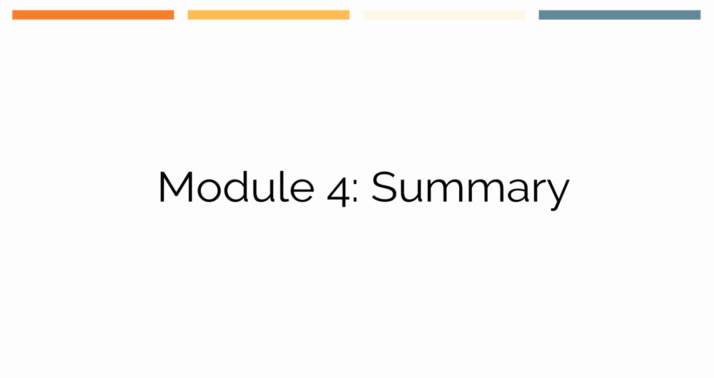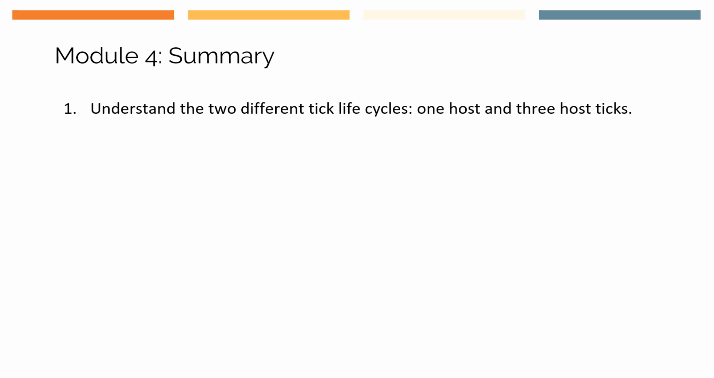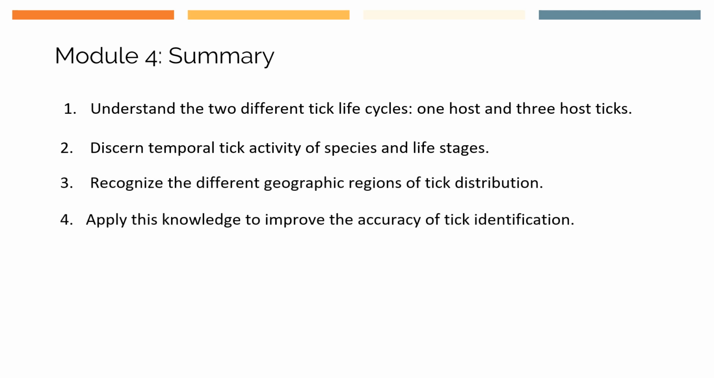And finally, a summary of Module 4. You should now be able to understand the 2 different tick life cycles, 1-host and 3-host ticks. You should be able to discern temporal tick activity of species and their life stages, recognize the different geographic regions of tick distribution, and apply this knowledge to improve the accuracy of tick identification.